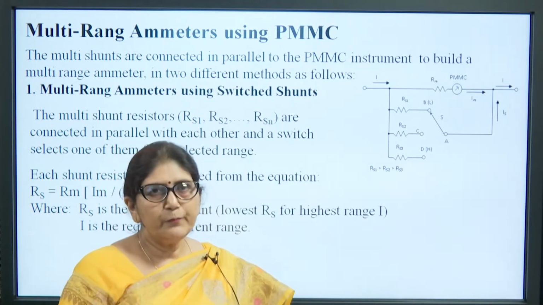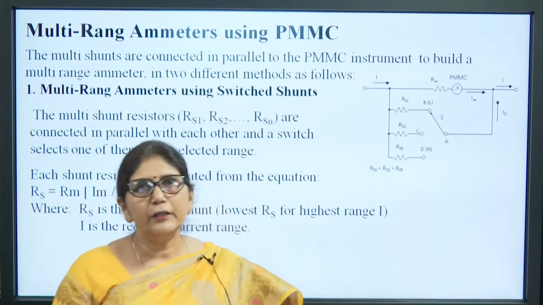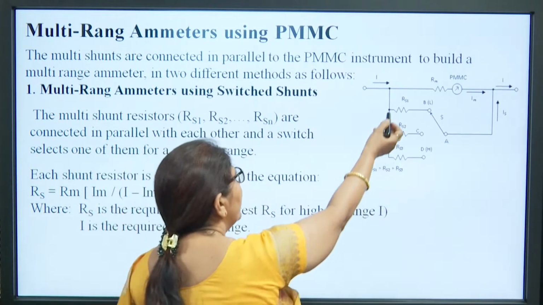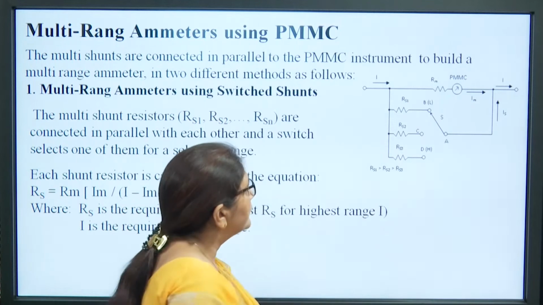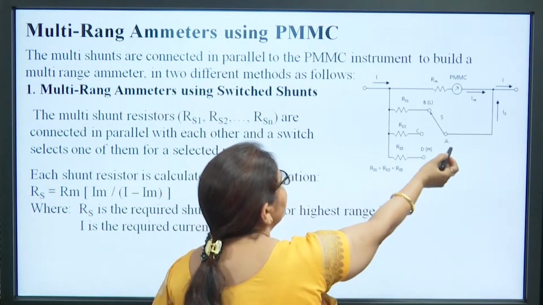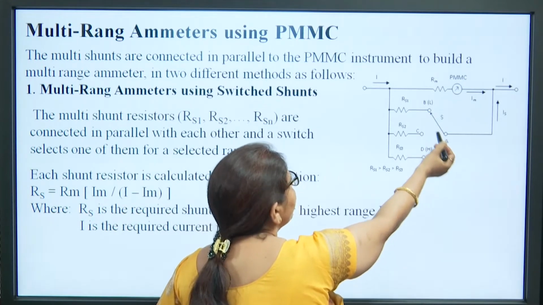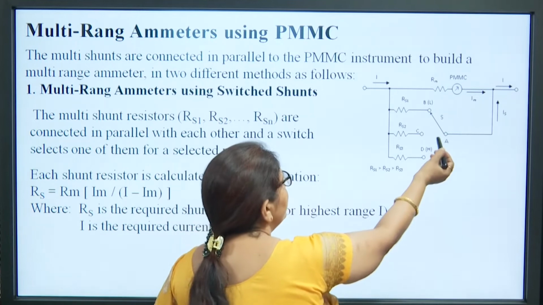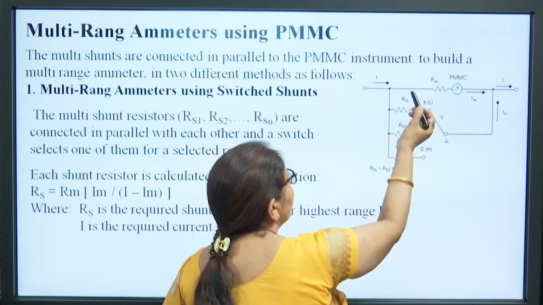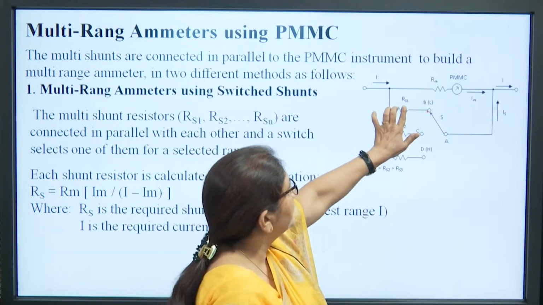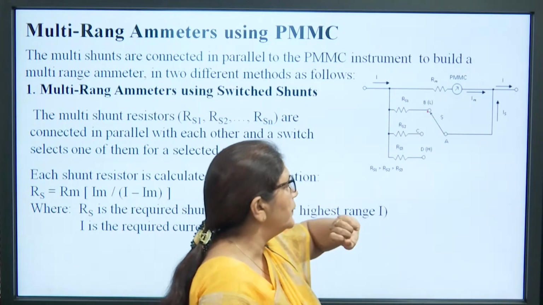We can use two types of arrangement. The first is the multi-range ammeter using switched shunt. So, there are parallel resistances, a series of parallel resistances, and this is the PMMC instrument. There is a pointer, a connecting switch. When this switch connects, suppose it is connected to the first position, it means this Rs1 is in parallel to this PMMC instrument.